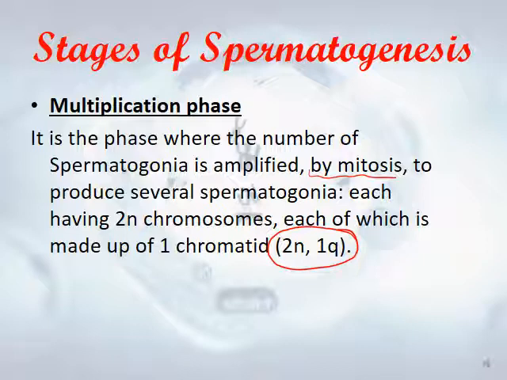Second phase in the spermatogenesis process is called the growth phase. Before we move, let's repeat multiplication. It's the phase where the number of the spermatogonia is amplified and they produce several spermatogonia, each having 2N chromosomes, and each is made up of 1 chromatid, so the amount of DNA is reduced into half.